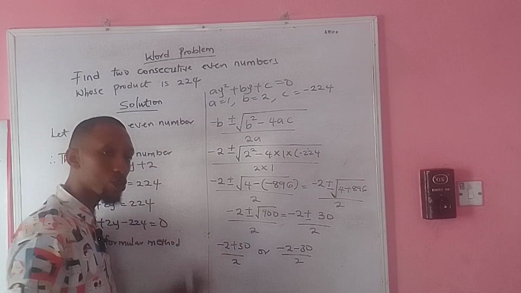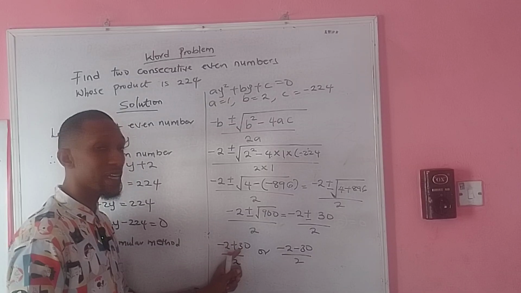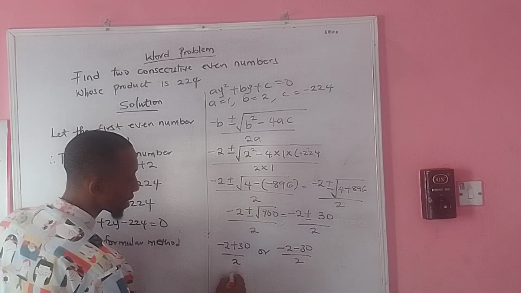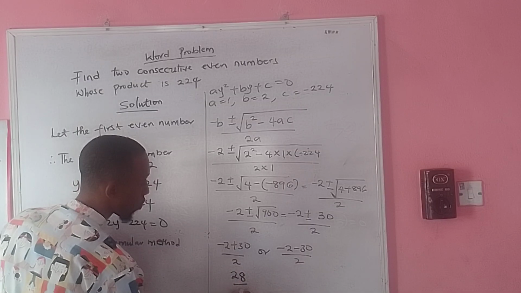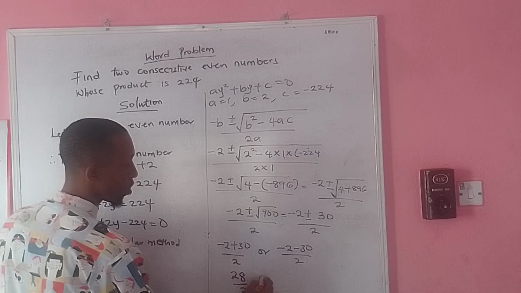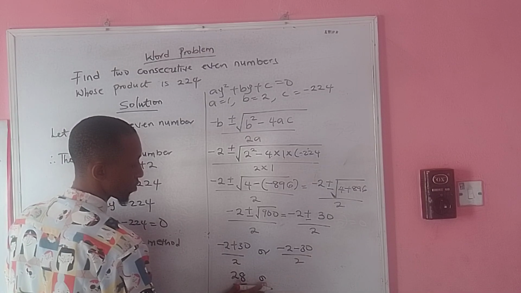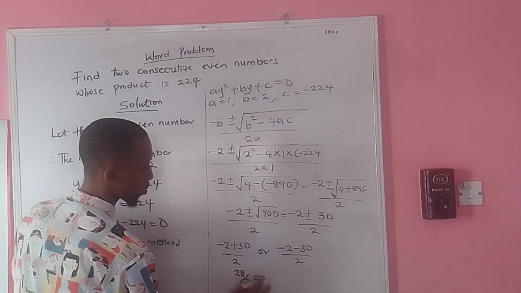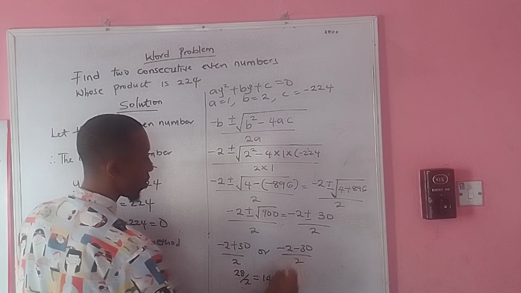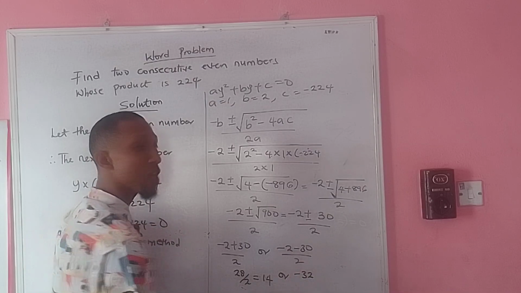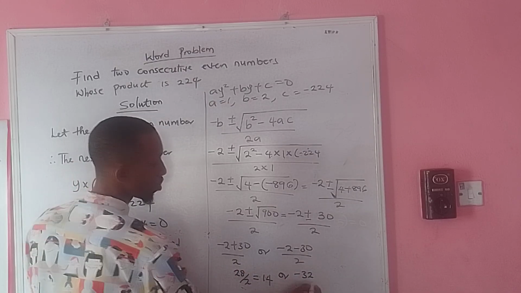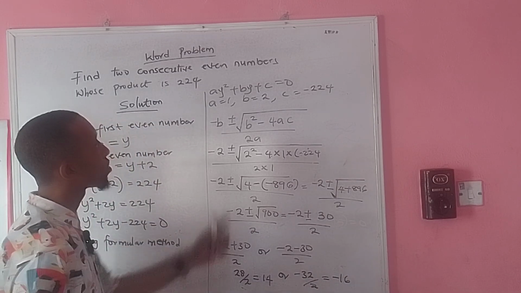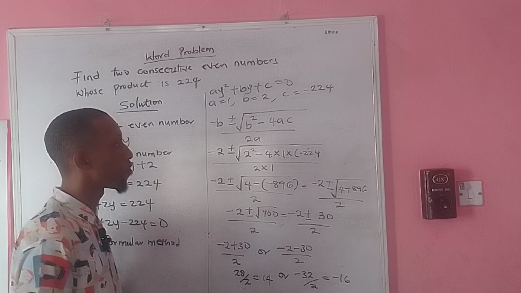Now, minus 2, you're owing 2 naira. Plus 30, you have 30 naira. If you give that 2 naira that you owe, you end up getting 28 all over 2, and that will give us 14. Or, I have minus 32, you're owing 2 naira, and you're owing 30 naira, that's minus 32, all over 2, and that will give us minus 16. But because I'm talking about an even number, I'll make use of 14.